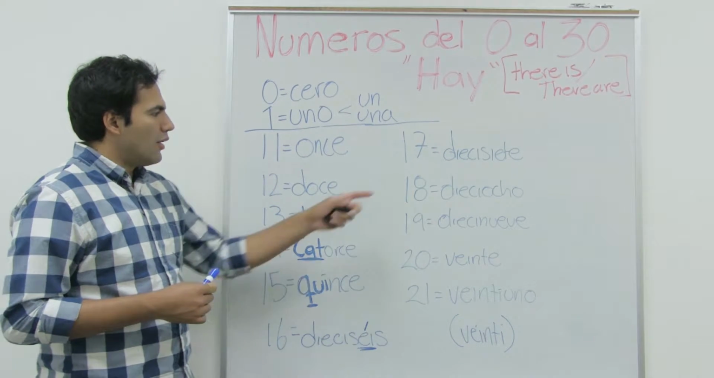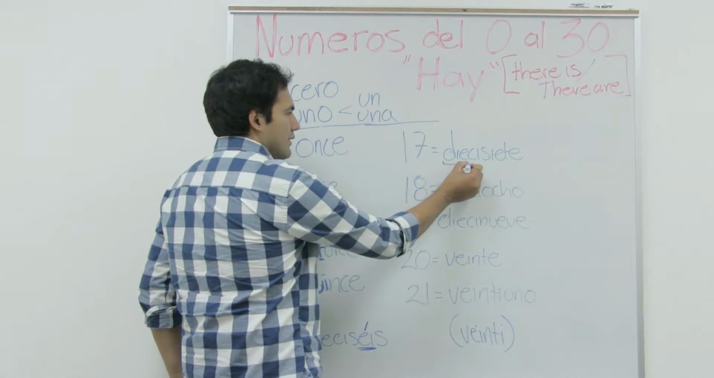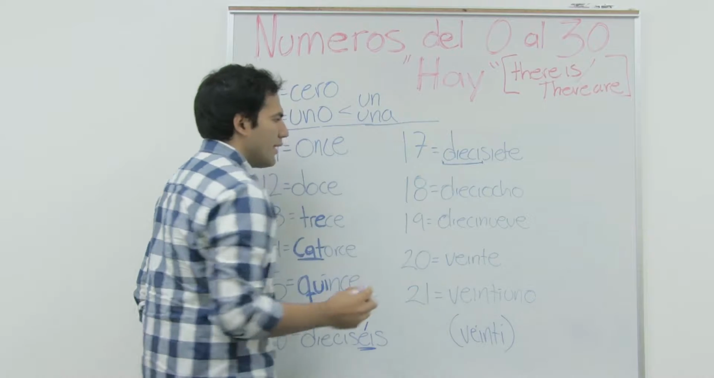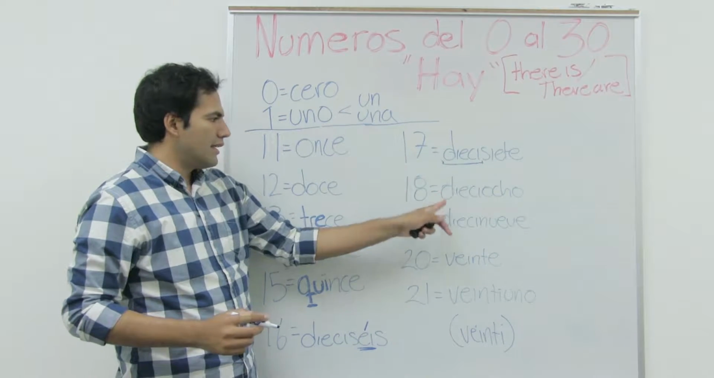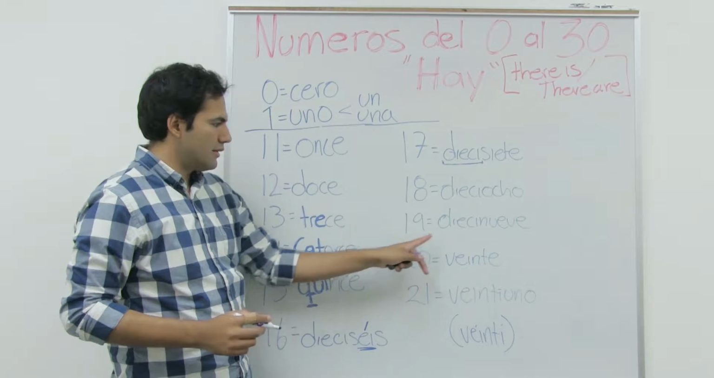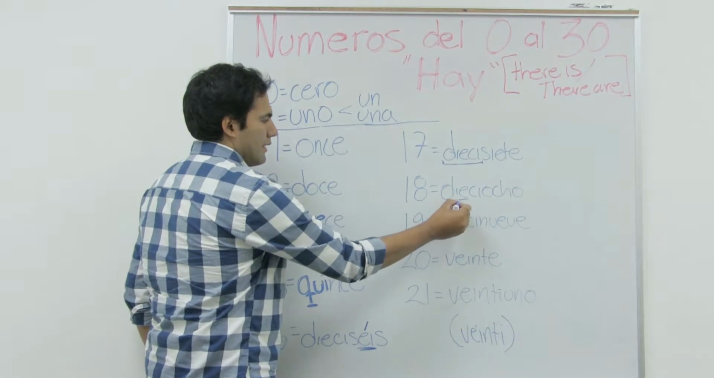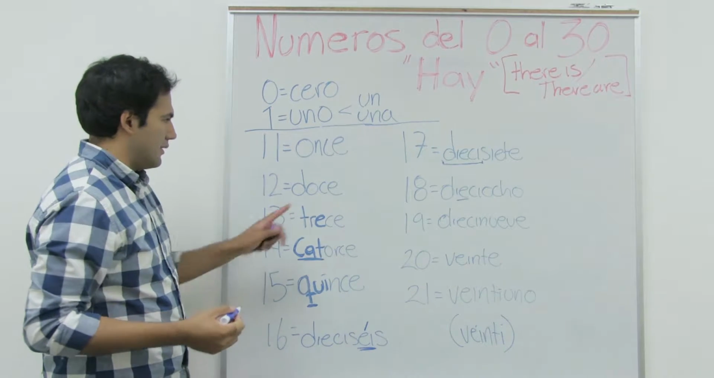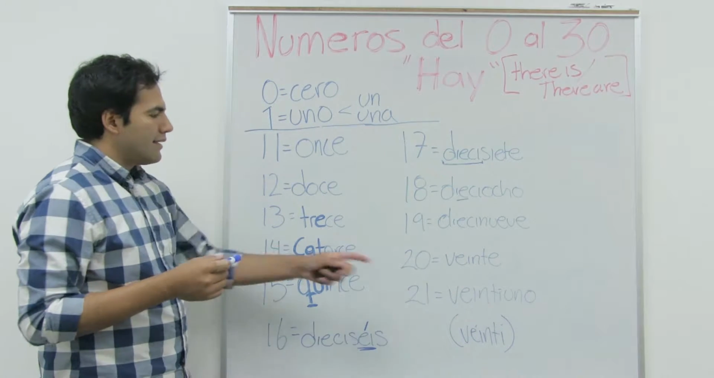Okay, also, as you can see, we have this word that divides in two. So we have diez and then 17, 18, 19. So just try to remember that it's an I and an E. The same with 20.